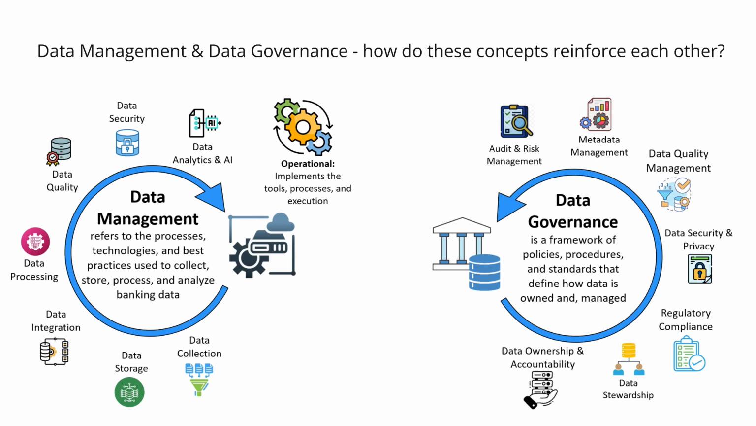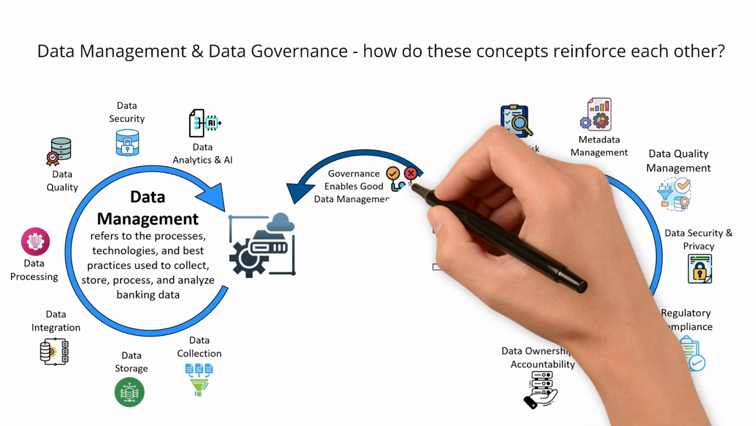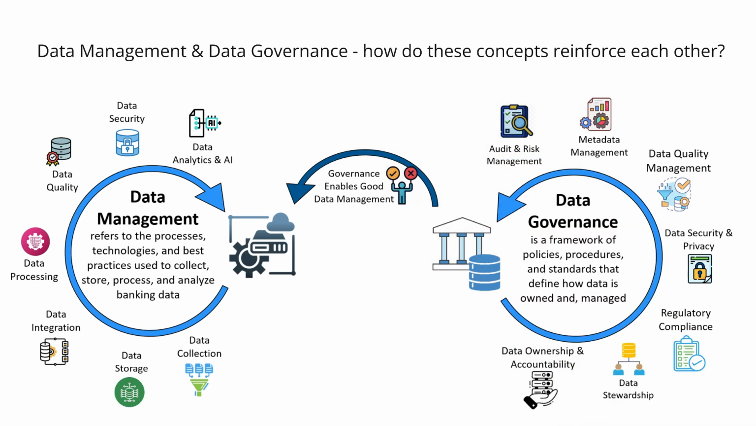So, how do they affect each other? Governance enables good data management. Data governance provides the structure for data management to work effectively, as it establishes data owners and stewards, defines data quality standards, sets privacy, security, and compliance rules, and it guides metadata and classification. Without governance, data management is directionless. Teams wouldn't know what good data means or who is responsible for maintaining it.